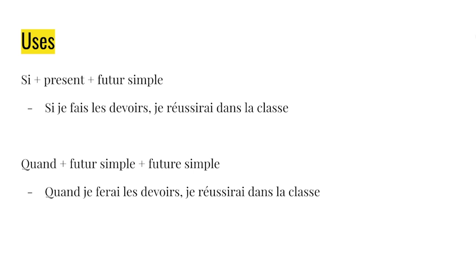The next use is with quand clauses. So you would have first quand, then futur simple, futur simple. In French, this looks like quand je ferai le devoir, je réussirai dans la classe. This is a little bit weird compared to English because in English, we would use the present tense. When I do my homework, I will succeed. But in French, use the future tense for both. The literal translation is, when I will do my homework, I will succeed.